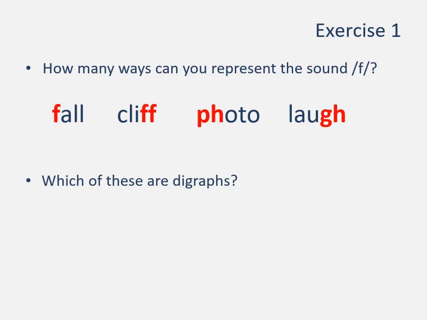But which of these are digraphs? So let's have a look. In looking at the F, we've got double F, PH and GH. We clearly have some examples of digraphs where two letters represent one sound. So I'm going to use sound buttons to show you. And you will see we have a consonant digraph also in double L. I wasn't actually asking you to find that, but it is there. We also have a vowel digraph in the AU, as in laugh, because the L is making L, AU is A, and the GH is making F, laugh.